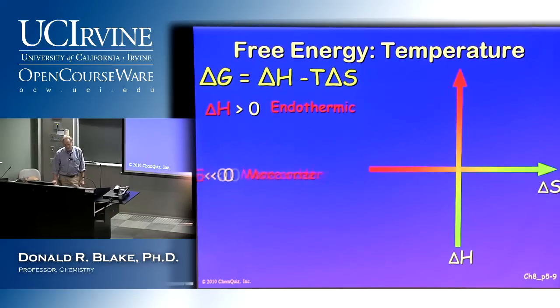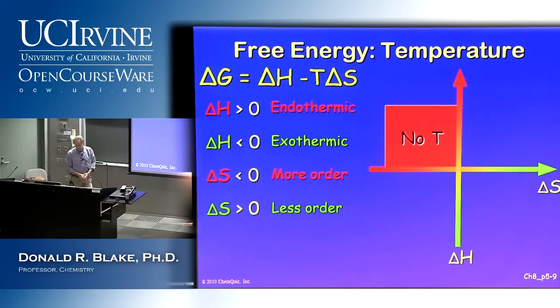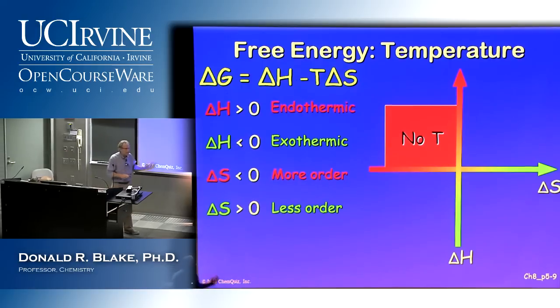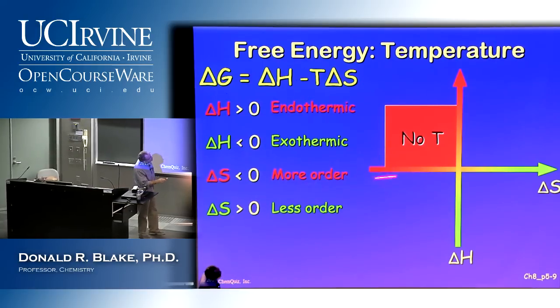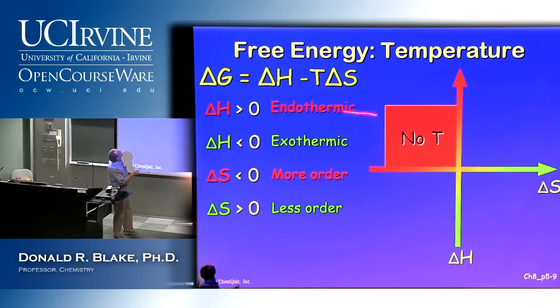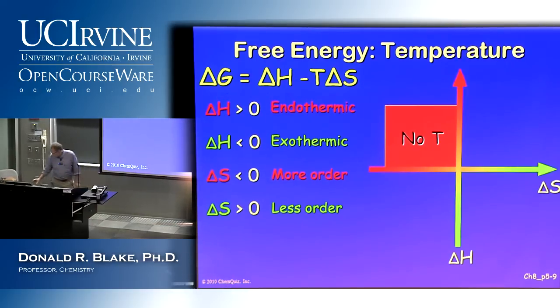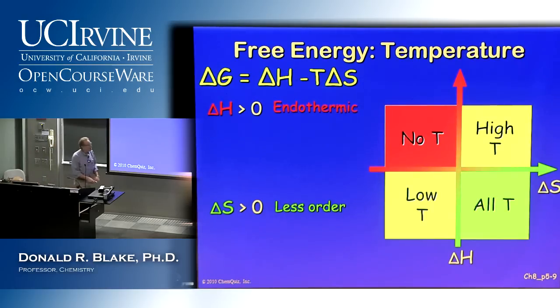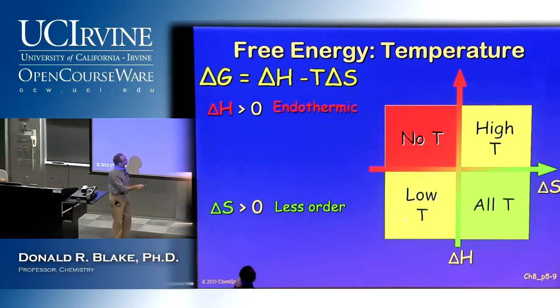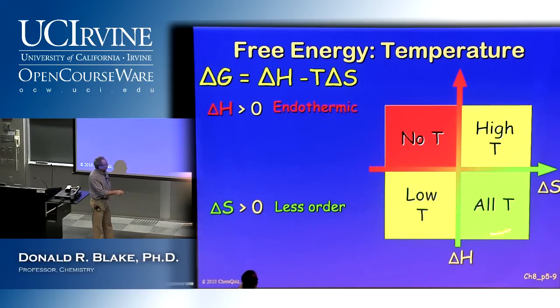So here's a little bit of something I want you to be comfortable with, okay? Once again, this is delta H this way, this is delta S this way. So what this is saying is that at high temperatures, low temperatures, all temperatures, okay, look at this. If delta H is negative and delta S is positive, it doesn't matter what temperature you're at, delta G in this equation has got to be negative.